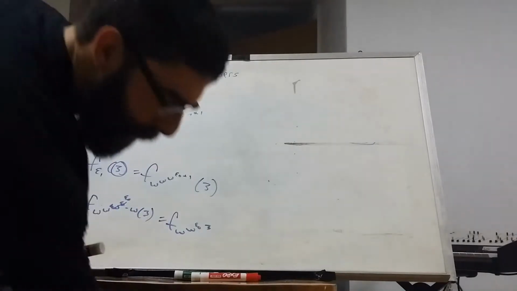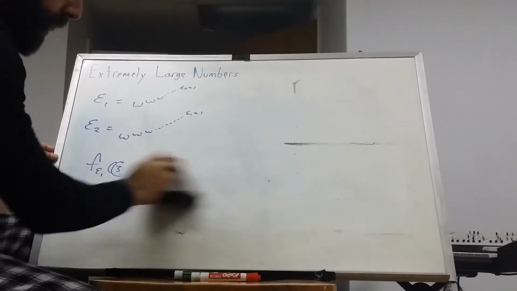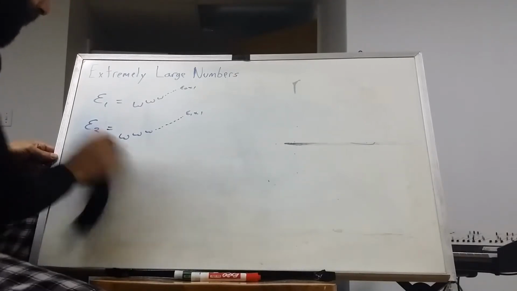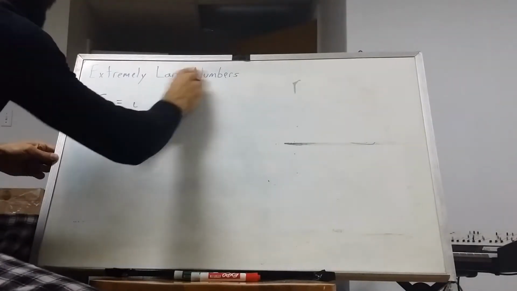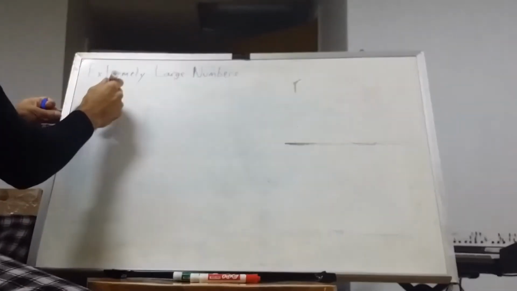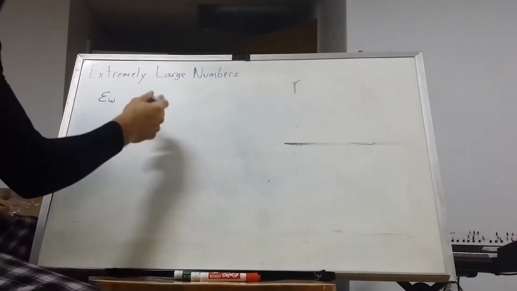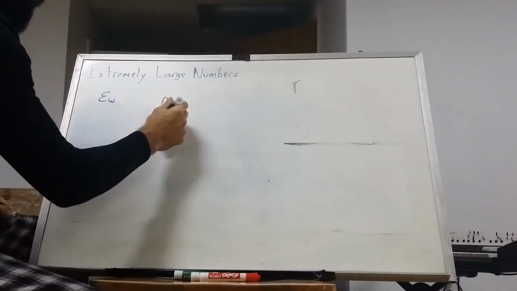Okay, so we can keep on going up through the epsilon numbers arbitrarily until we get to epsilon to the epsilon to the omega. And this is totally okay. We're allowed to do this too. We can diagonalize this if we plug this into the fast-growing hierarchy.